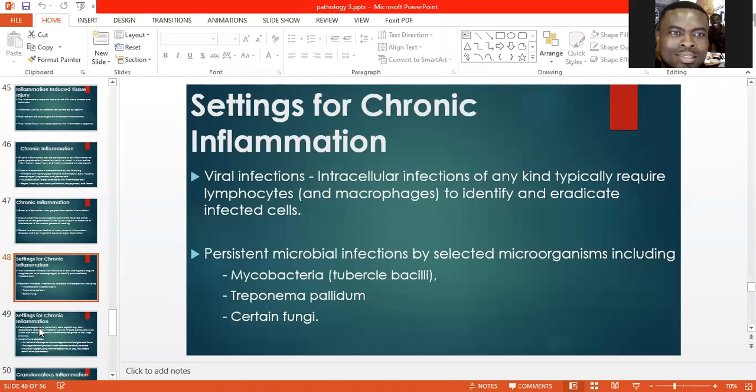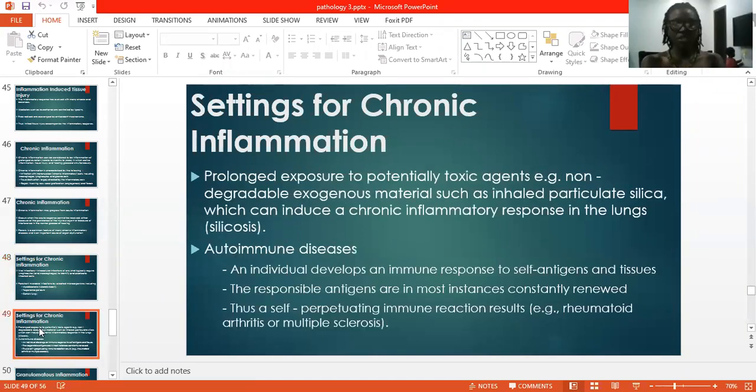Then, in situations where there's prolonged exposure to irritant agents, for example, if you inhale silica or asbestos, or in situations where there's an autoimmune disease, so that the individual is trying to clear self-antigens. Because the antigens are part of the individual, you'll not be able to clear them.